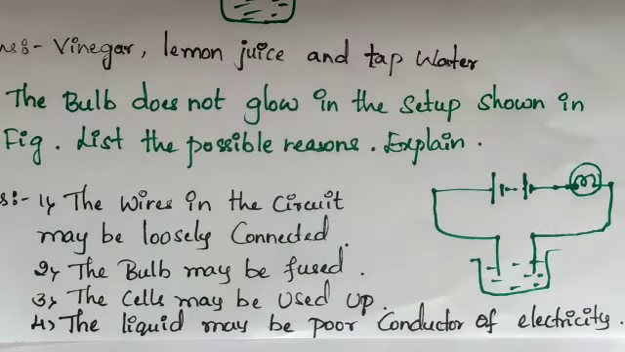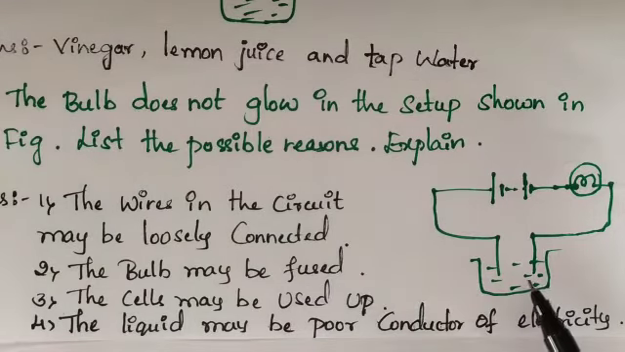Cell means, or battery means, it is a combination of cells. So when these cells are used up, which cannot be used further, if you use the same cell or battery, then the bulb will not glow. The last condition is the liquid may be a poor conductor of electricity. That may be the possibility also.